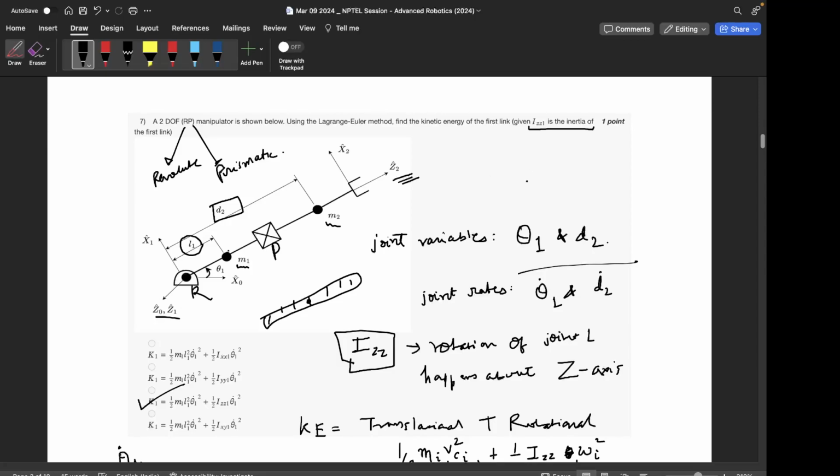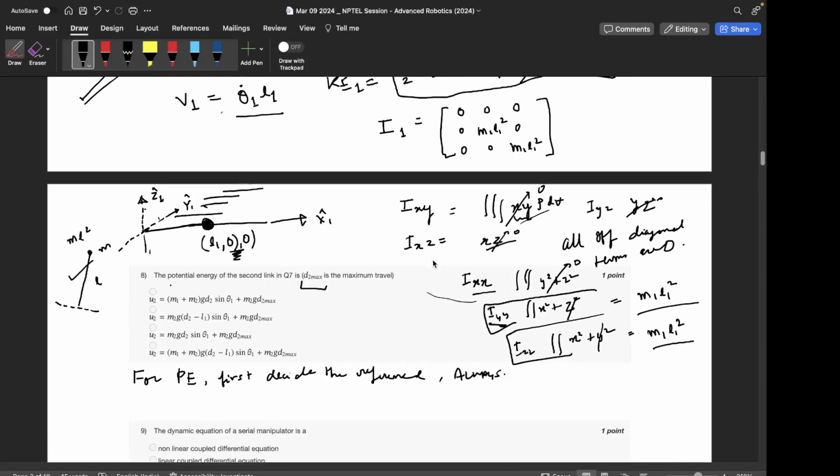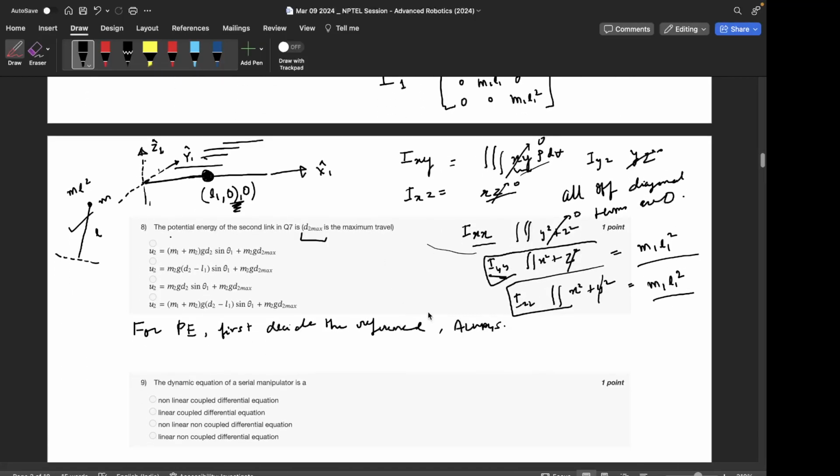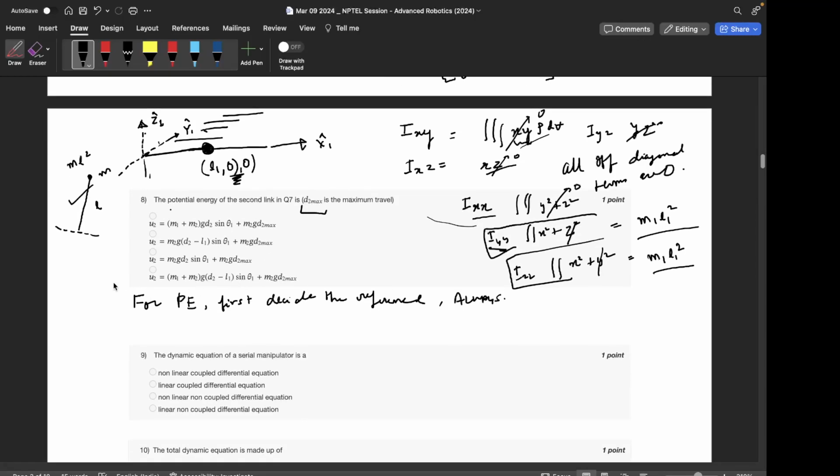So you can think that this joint is there in which the second link is there, and the maximum this link can come out is, and the distance from the center of mass would be here, so the distance is d2 max. So the way the options have been framed here, you can conclude from that the reference position is something like this.